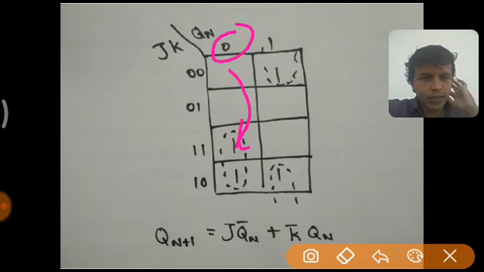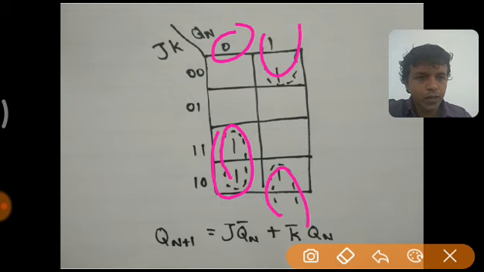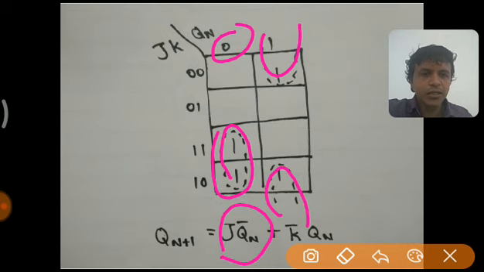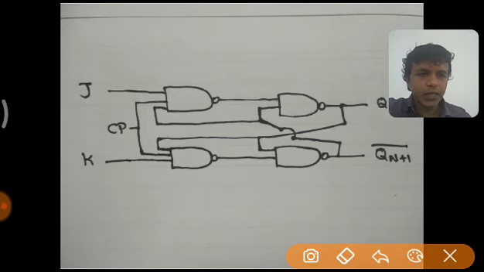So that is the only thing. Okay, now we have to go for grouping. And when we group, these two ones form one group and these two ones form another group, and the Boolean expression that we derive here is J Qn bar plus K bar Qn. Okay, and this is the circuit of JK flip-flop.